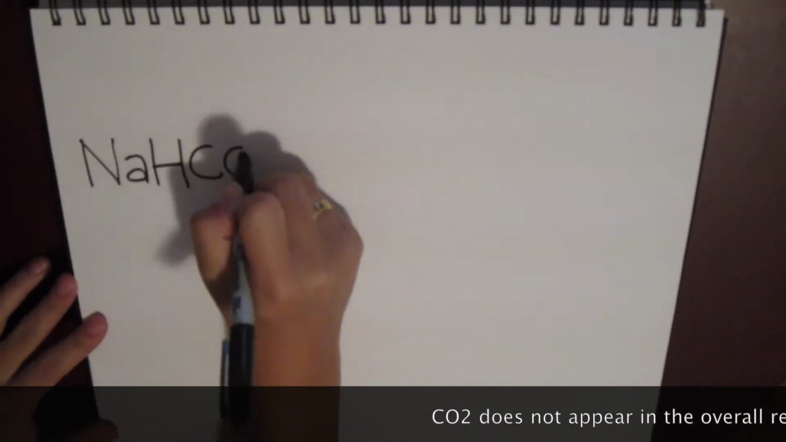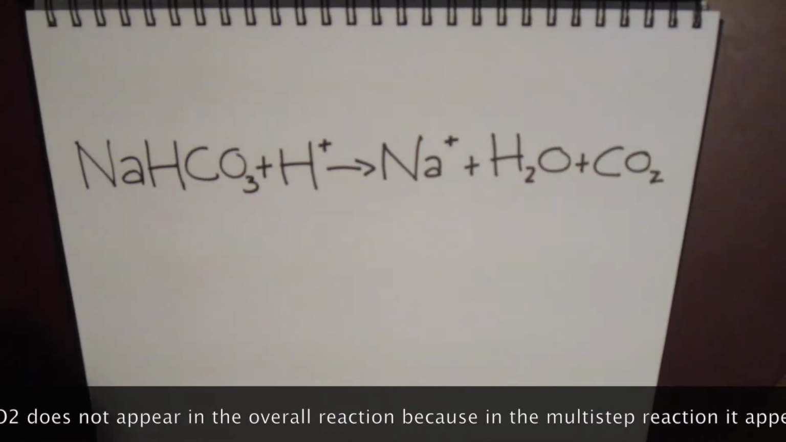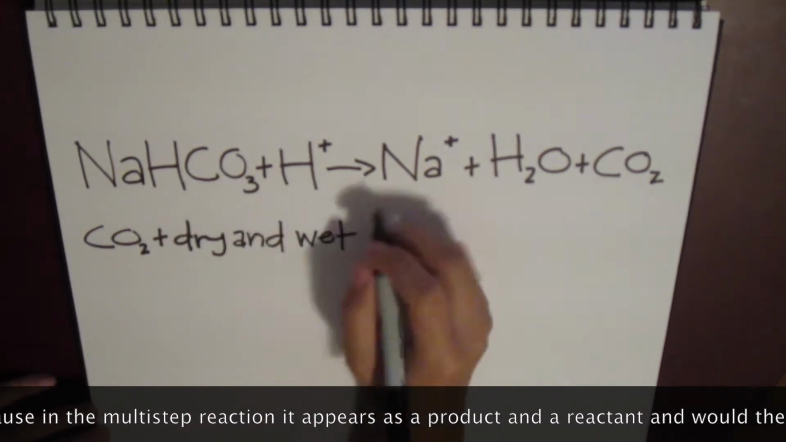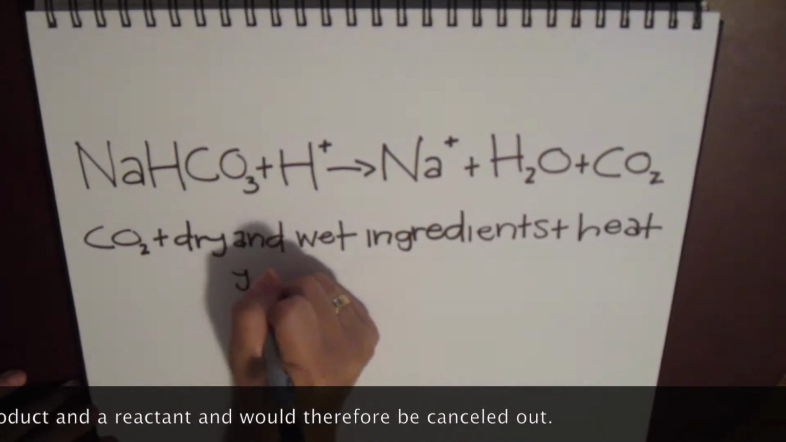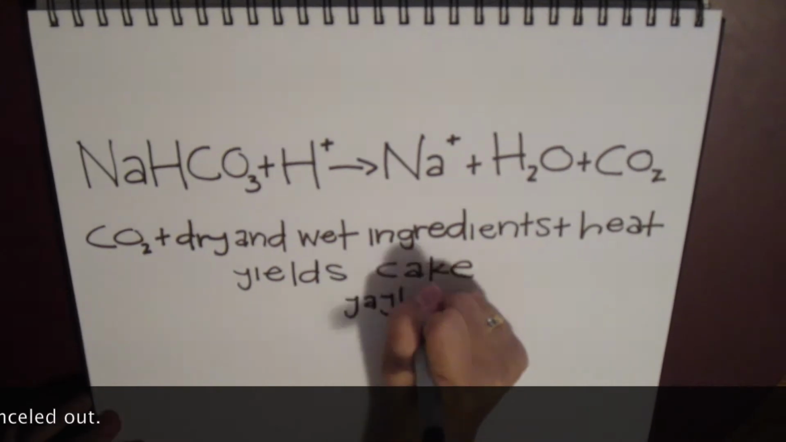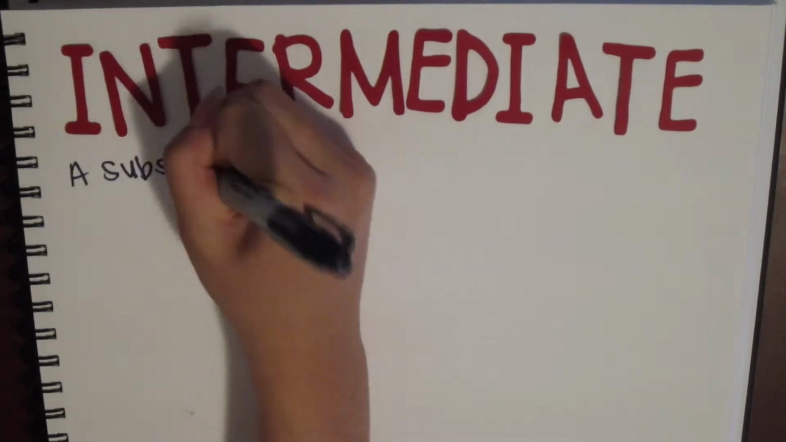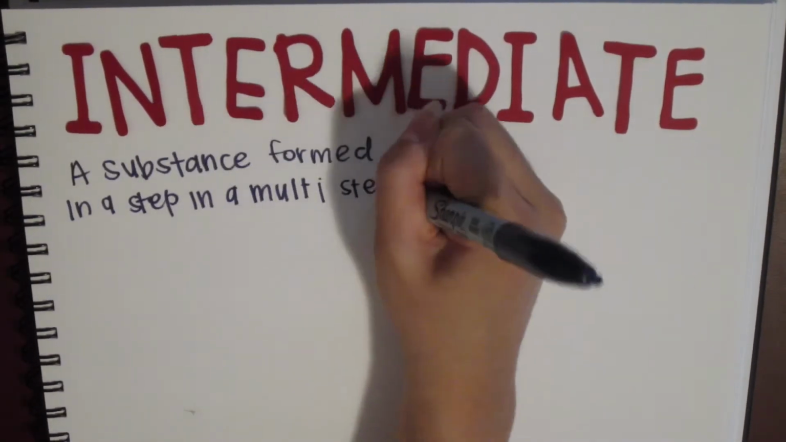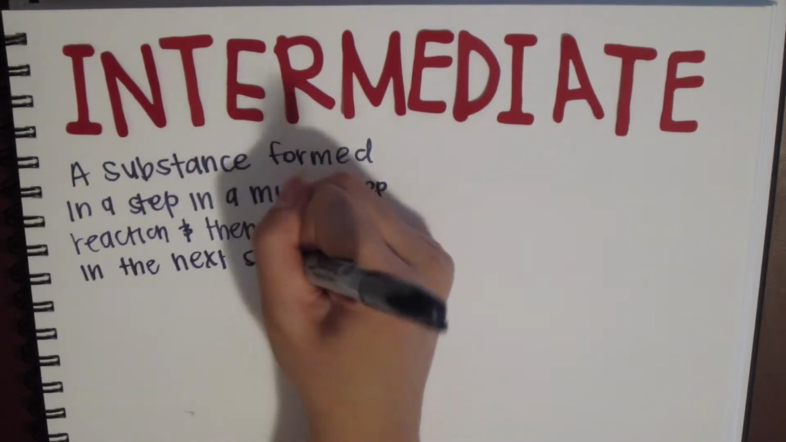Since carbon dioxide is formed during the process of making the cake, but does not appear in the overall reaction, or in this case, the final product, carbon dioxide would be considered the intermediate. Intermediate: a substance formed in a step in a multi-step reaction and then consumed in the next step.